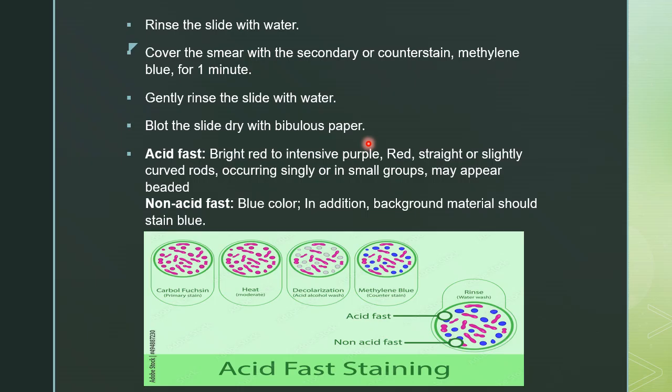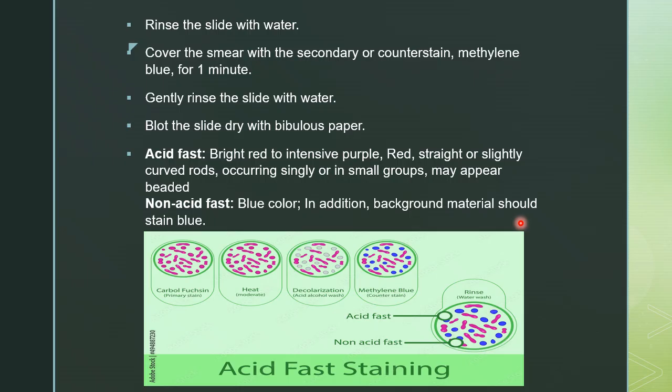So what you can see when you observe under microscope: bright red to intense purple, red straight or slightly curved rods occurring singly or in small groups, may appear beaded. So blue color, in addition, background material should stain blue. Okay, that means simply, if I want to tell, the red colored things which you can see are acid fast bacteria. Okay, and the non-acid fast bacteria will appear blue in color.